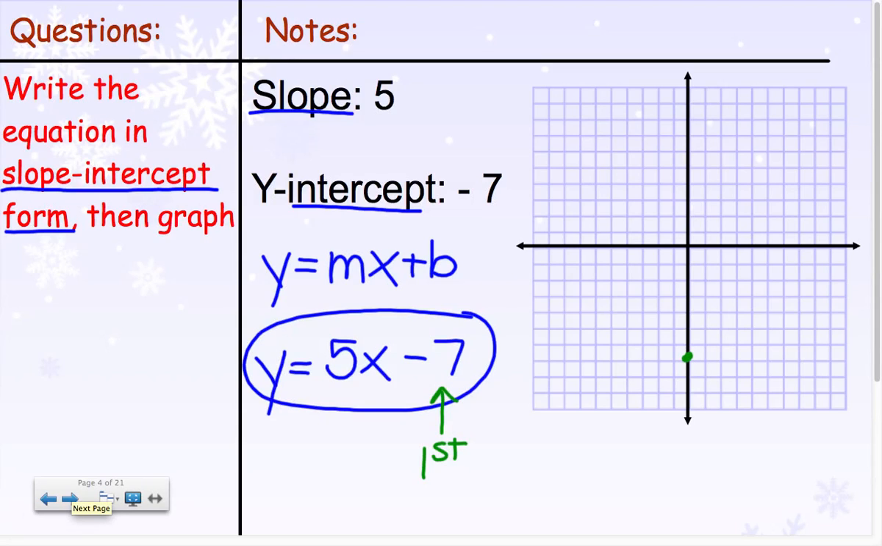Now I've got a whole number for my slope, but remember that 5 can be written as 5 over 1. We always want our slope to be in a fraction form because we need our rise and run. So I'm going to rise 5, 1, 2, 3, 4, 5, run 1. Rise 5, 1, 2, 3, 4, 5, run 1. I could keep making as many dots as I wanted to, but usually I'm going to do 3 because that'll give me a good idea of what my line looks like.